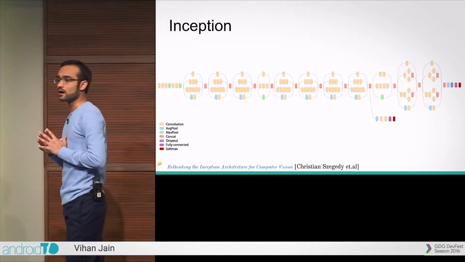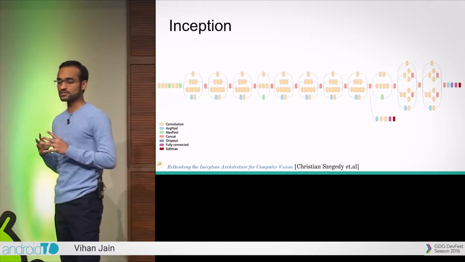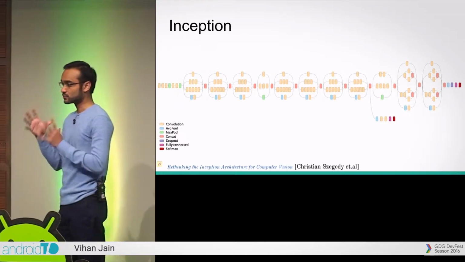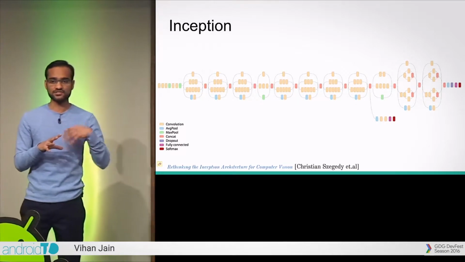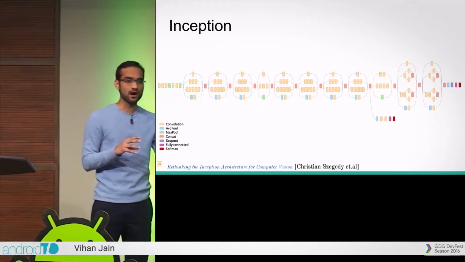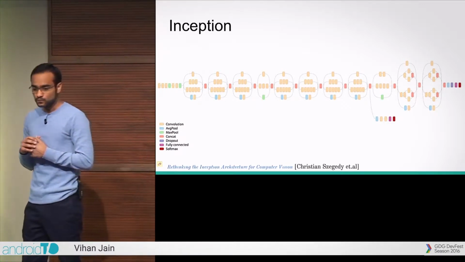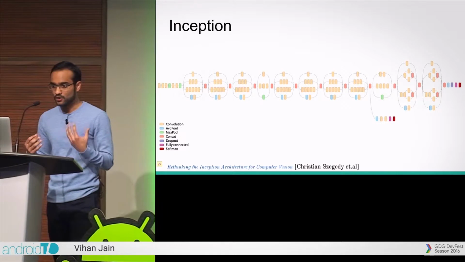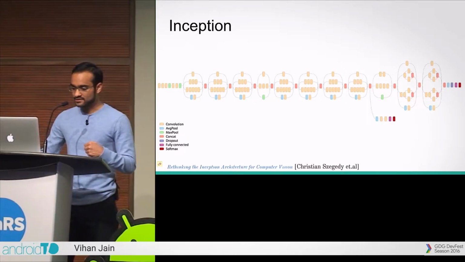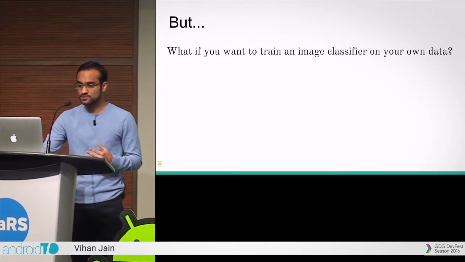This model was trained on ImageNet data set. It's an open source data set containing millions of images, and it was trained to recognize 1,000 different categories of objects. Like, it is able to recognize different breeds of dogs, different breeds of cats, electronic appliances, and so on. So it's a really powerful model for image recognition, and the performance of this model is actually pretty close to the human performance.